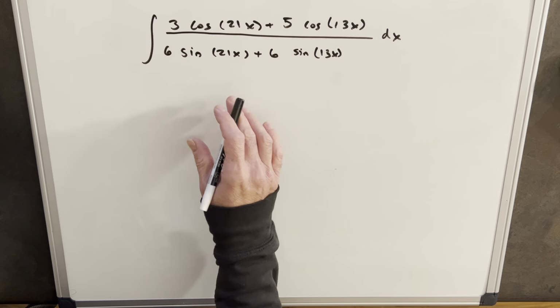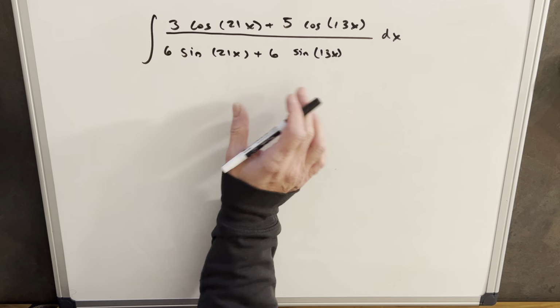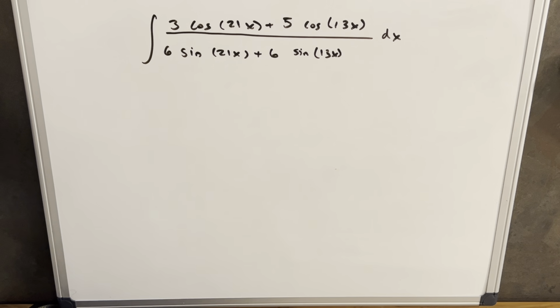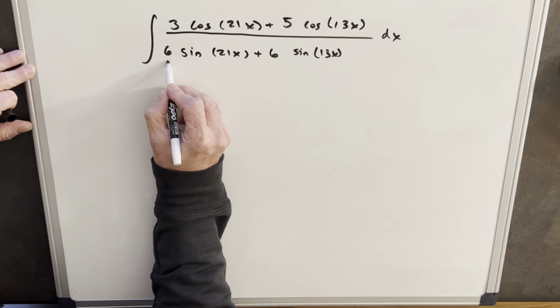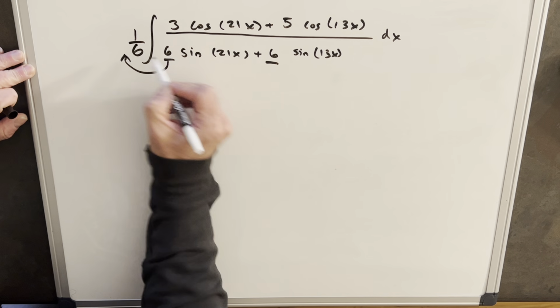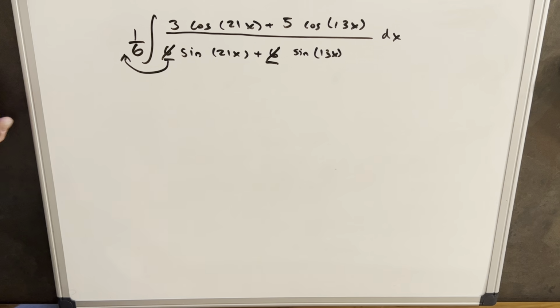We have the same problem where we have different angles, right, 21 and 13, but also large angles that we can't simplify using a double angle formula. For our first step, we notice we can take a 1/6 out of the denominator. We'll have a 1/6 here, and we can cancel this out.